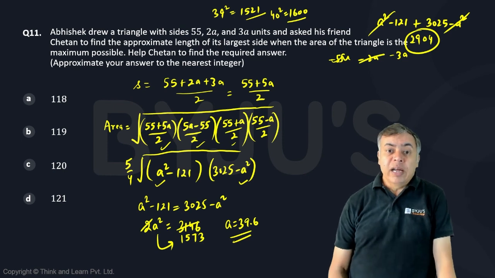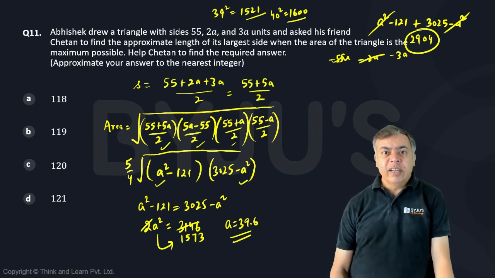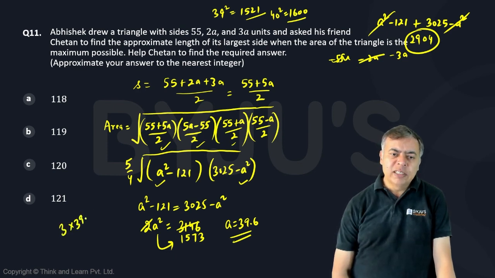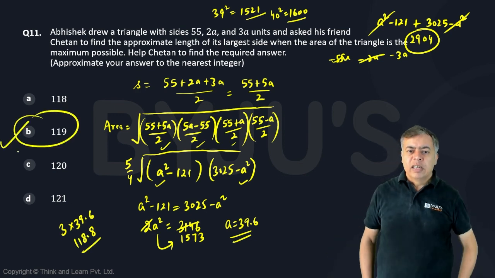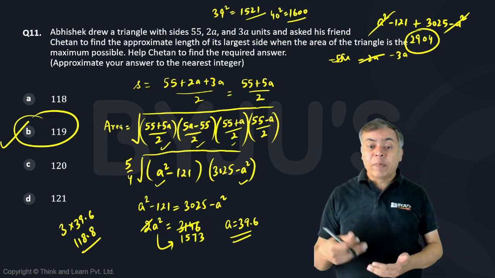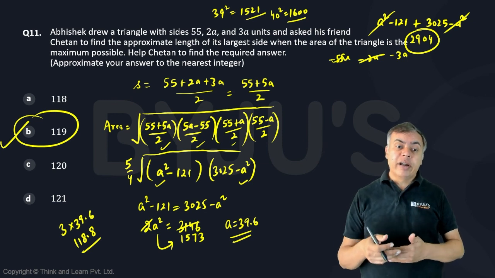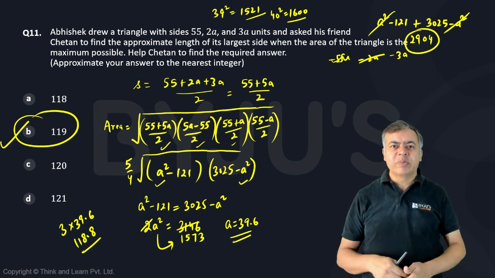And we are talking about the largest side. The largest side would be 3a, so 3 into 39.6 is 118.8. So it should be close to 119. I was trying to take the closer value because 118, 119, 120 are all in the choices, so I need to take the exact value.